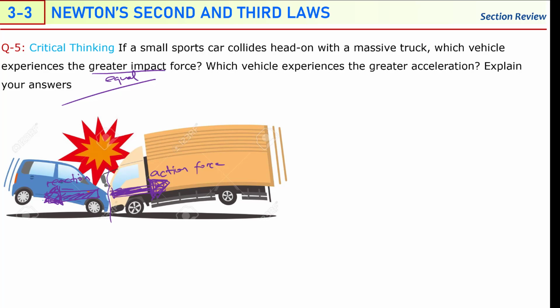So which vehicle experiences the greater acceleration? Of course, the one which has the smaller mass will experience the greater acceleration, because we know that acceleration is equal to F over m. Because both forces are equal in magnitude, the F's are equal; this is a for the car, this is a for the truck. Again, the force is F, but the mass of the truck is big. If the mass is big, the acceleration is small. If the mass is small, the acceleration is big. That's why the acceleration of the car is greater than the acceleration of the truck.